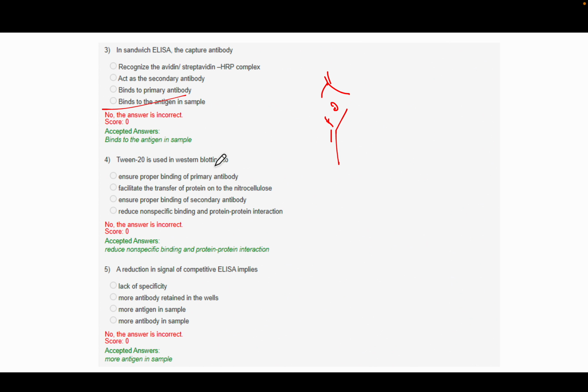Tween-20 is used in Western blotting to reduce non-specific binding and protein-protein interaction, because it's a mild detergent. A reduction in signal in competitive ELISA implies more antigen in the sample. So if you are getting reduction in signal in competitive ELISA, that means you have more antigen in sample.